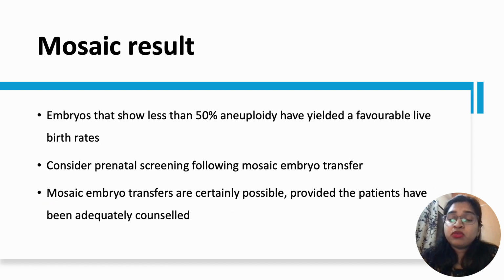What if the report comes as mosaic? What should we do? We should counsel our couple that embryos that show less than 50% aneuploidy have yielded favorable live birth rates. We can transfer mosaic embryos, but we have to consider prenatal screening following mosaic embryo transfer. Mosaic embryo transfers are possible provided the patients have been adequately counseled.